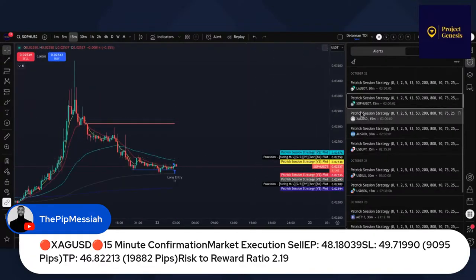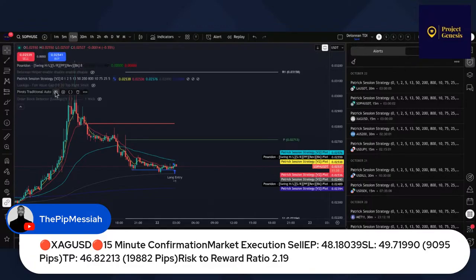We have a buy on soft versus tether. That's a long. We have aqua, gray, blue. We will be taking that trade. And looks like we're going to be targeting 0.3158.